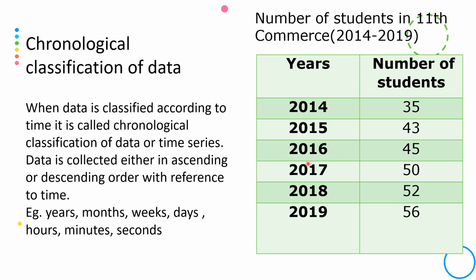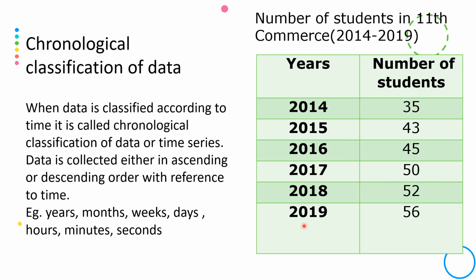So here we have a table showing us the number of students in 11th Commerce right from the year 2014 to 2019. And we have classified the number of students where time is concerned, and here the time is in years. So this table is an example of chronological classification of data, data that is classified on the basis of time.